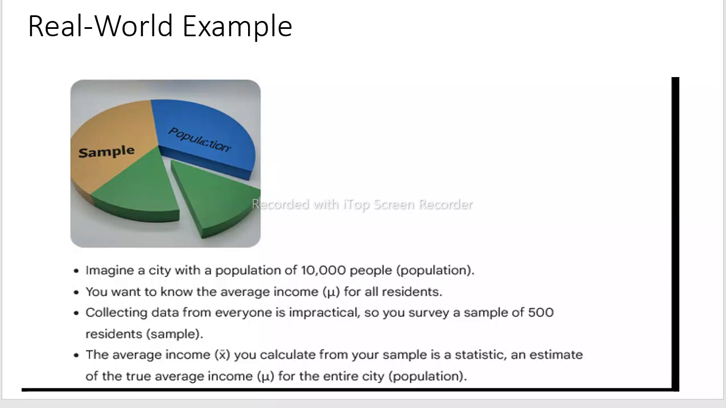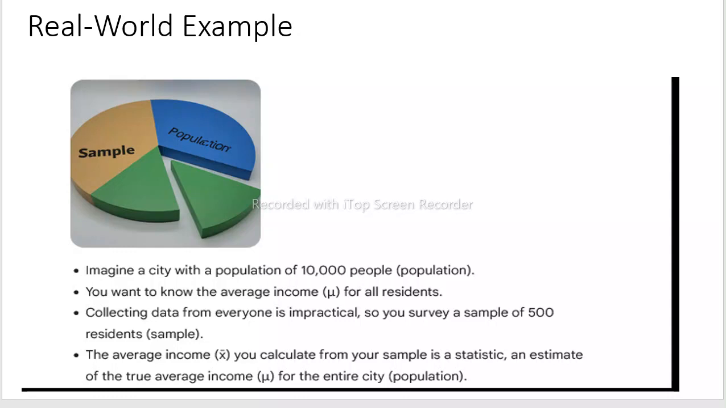We can select a representative sample of residents, say 500, that is the sample. By surveying this sample, we can calculate the average income, x bar, for that group. This sample average is a statistic, an estimate of the true average income mu for the entire city population.